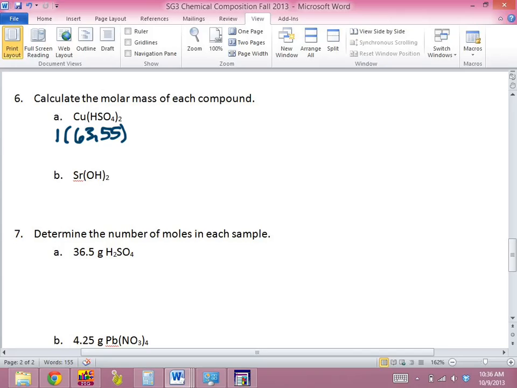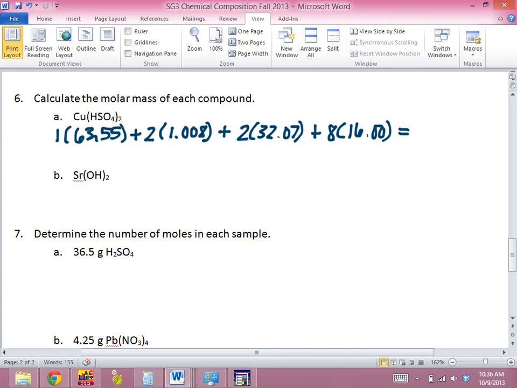In 1 mole of that compound, there's 1 mole of copper atoms. There are 2 moles of hydrogen atoms. The hydrogen is inside the parentheses. There's a 2 on the outside. There are 2 moles of hydrogen, and so we need 2 times the mass of a mole of hydrogen. How many sulfurs are there? 2. And sulfur is 32.07. And how many oxygens are there? There's 8 oxygens. And each of them is 16.